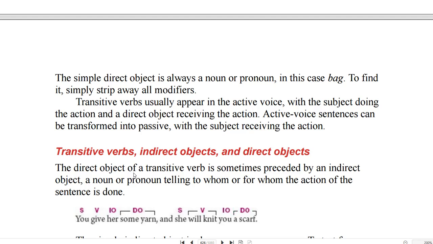Transitive verbs usually appear in the active voice, with the subject doing the action and a direct object receiving the action. Active voice sentences can be transformed into passive, with the subject receiving the action. Transitive verbs, indirect objects and direct objects. The direct object of a transitive verb is sometimes preceded by an indirect object, a noun or pronoun, telling to whom or for whom the action of the sentence is done.